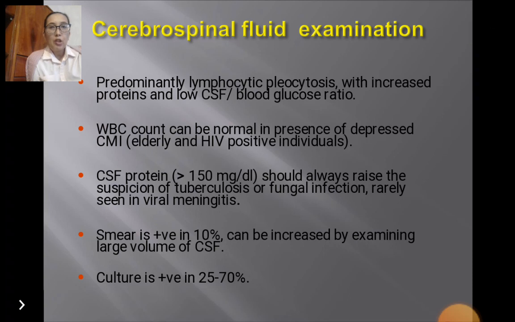Cerebrospinal fluid examination we must do. Predominantly lymphocytic pleocytosis with increased proteins and a low CSF to blood glucose ratio. The cell count can be normal in the presence of depressed immunity. In cerebrospinal fluid examination, protein is always raised in tuberculosis and fungal infection. Smear and culture are positive in 70%.